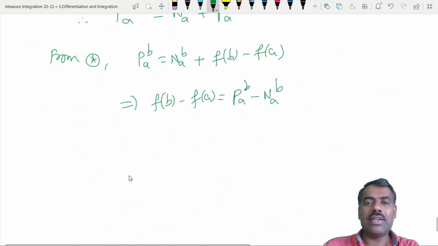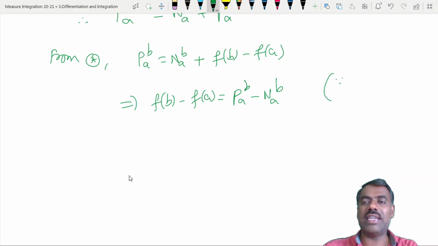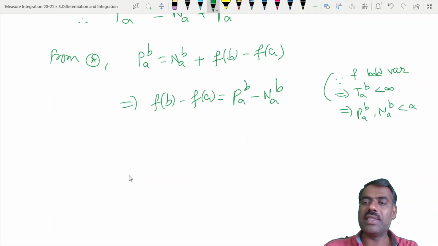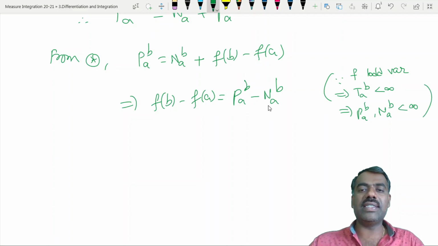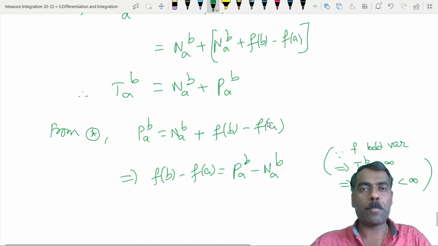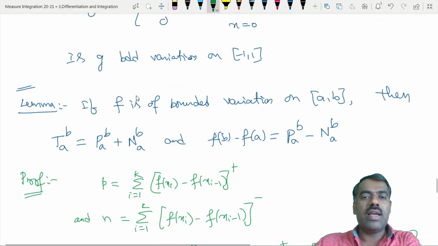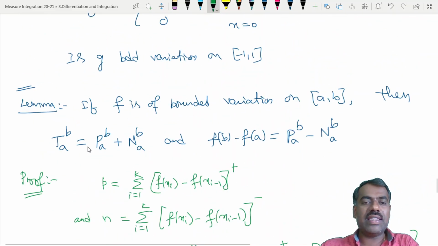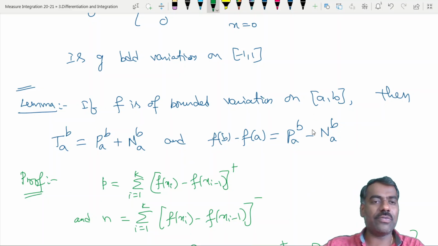So observe that when you are taking this side, we have to make sure that this N_ab is finite, right? So since f is of bounded variation, this implies T_ab, this value, is finite. So this implies P_ab as well as N_ab are finite, so you can bring it this side. Is this clear? So if f is of bounded variation, then their sum is T_ab and their difference is f(b) minus f(a).